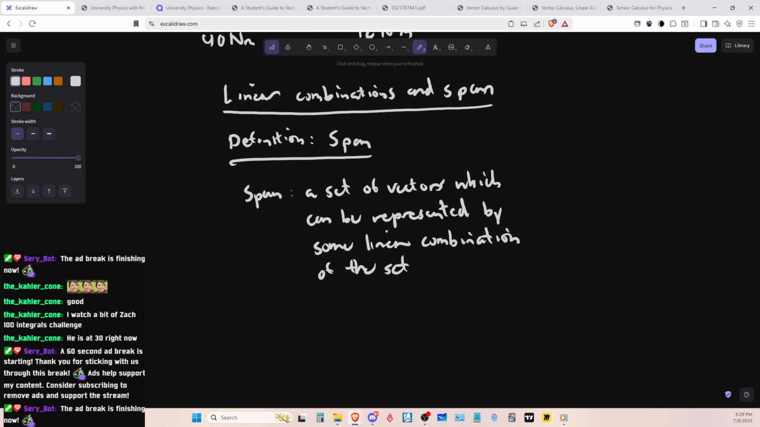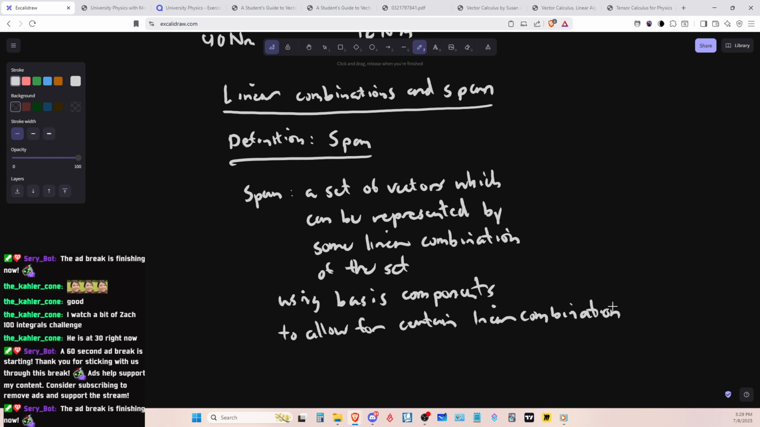So from the way it describes it, it seems like the span is using basis components to allow for certain linear combinations to be in the set.